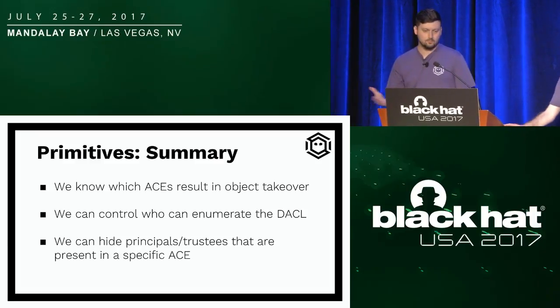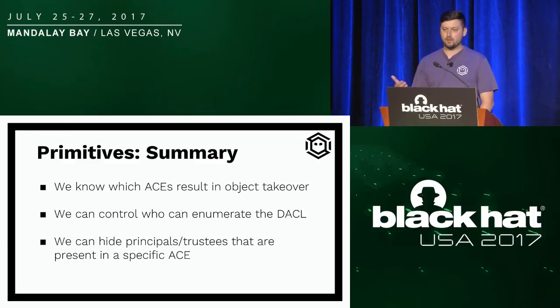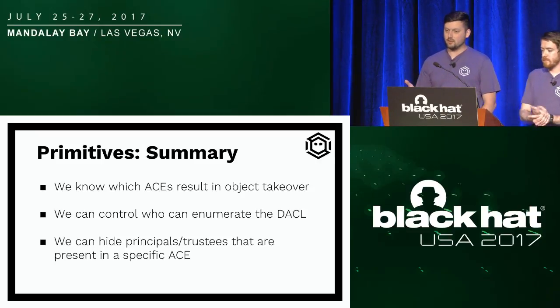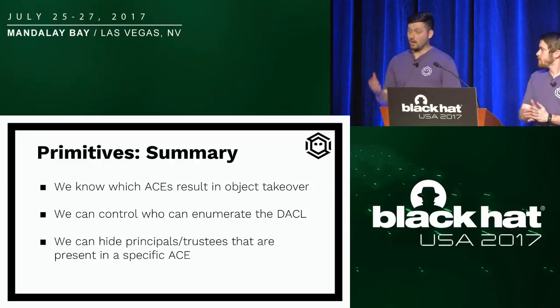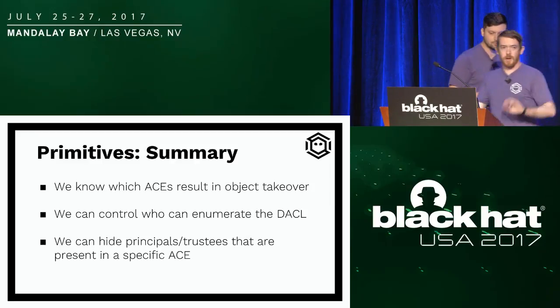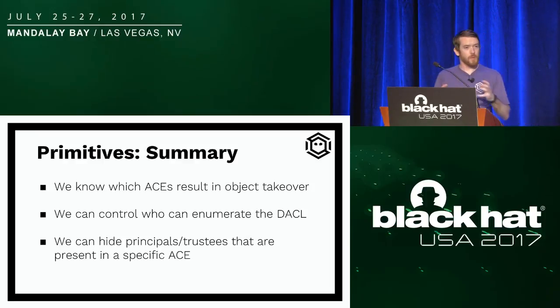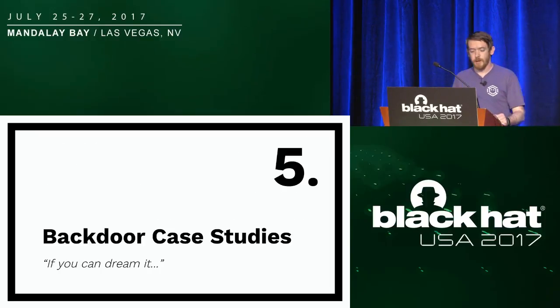So to sum that up, we know how we can take over other objects in Active Directory by abusing ACEs. We know that we can control who can enumerate the DACL to find these backdoors that we're putting in. And we know that we can hide the principals that we're backdooring or otherwise from easy identification from defenders. Okay, that's all the background, all the Lego pieces we're going to put together. So remember, if you can dream it, these are the 5.